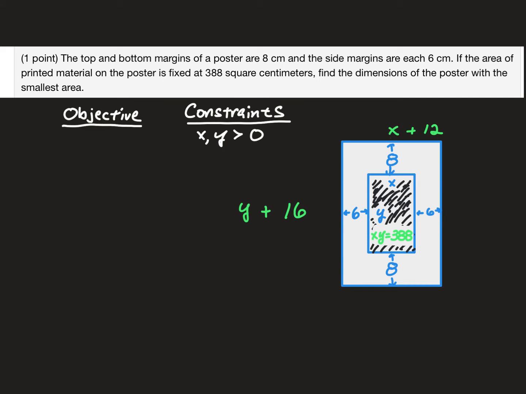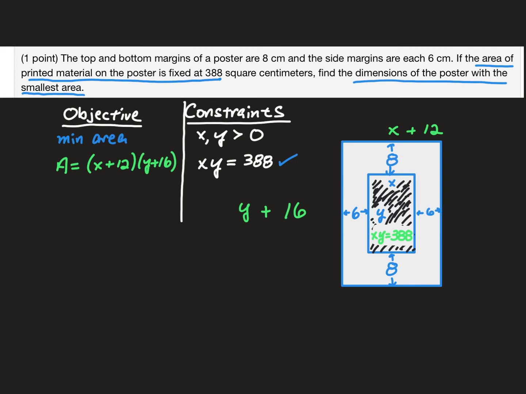So we'll set up our objectives and our constraints. So remember, our constraints will generally include some kind of statement like x and y are greater than 0. One constraint, we're told, is that the printed material on the poster is fixed at 388 square centimeters. Okay, we don't have a choice in that. We're constrained by that result. And then we're told we have to minimize the area. And the area of the poster is going to be x plus 12 times y plus 16.